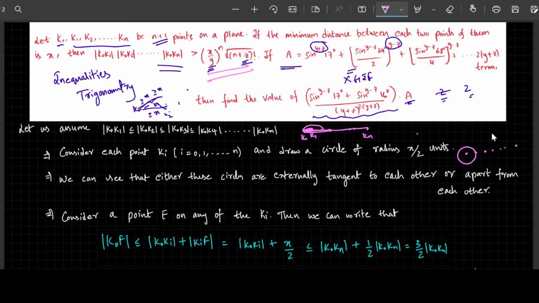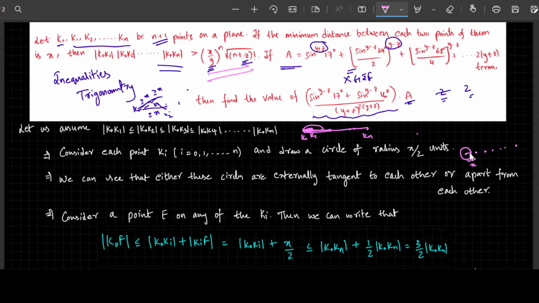So this is x by 2, and yeah, this is x by 2. As it is given to us, the minimum distance between each point of them is x. So I'll just erase this. Yeah. So this is x by 2. Fine. So this is the case it would be. So we are considering that k naught k1 is the least of all the distances. And as it is given that the minimum distance between any 2 points is x, we shall consider this distance itself as x.